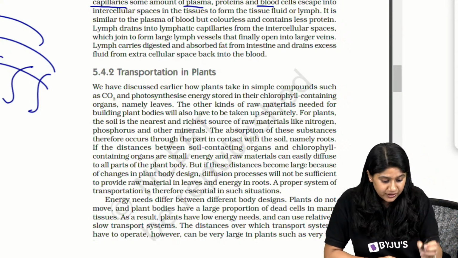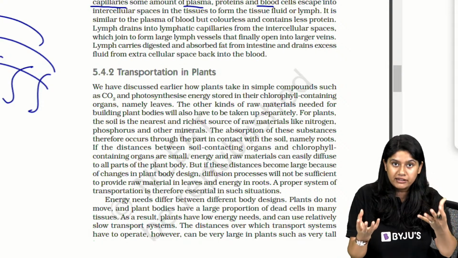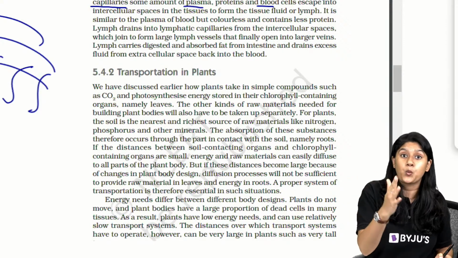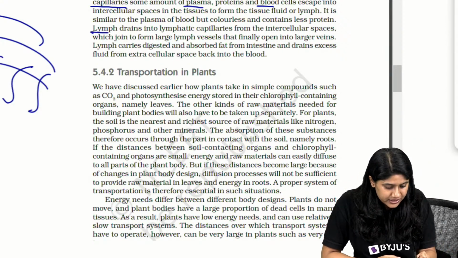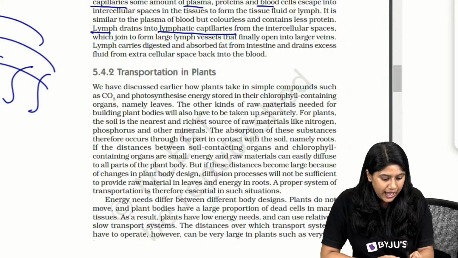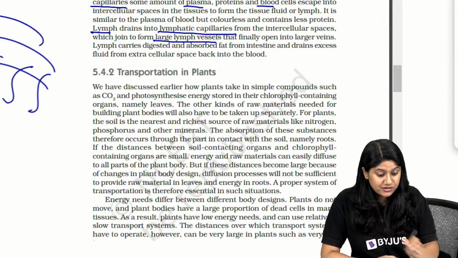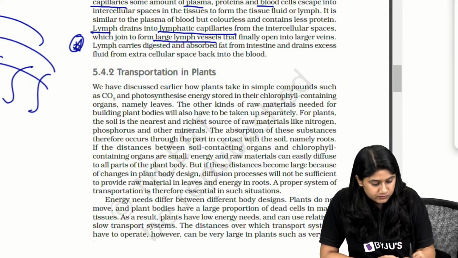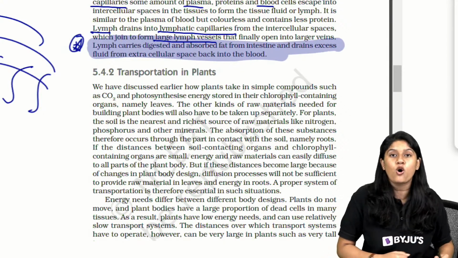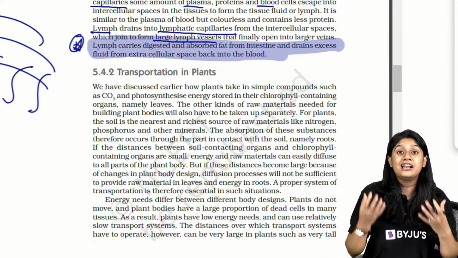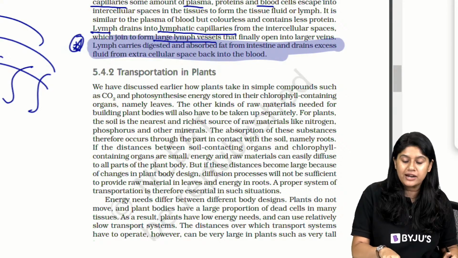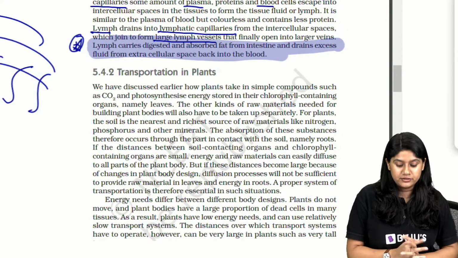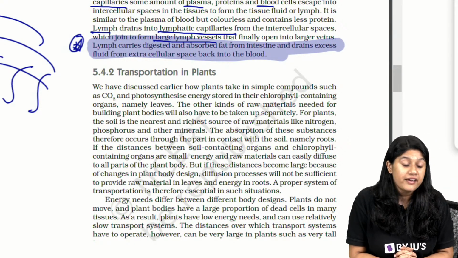Clear? Then you can mention that this lymph, the tissue fluid, forms the lymphatic system, flows in the lymphatic vessels, and it drains into the lymphatic capillaries and joins the large vessels. What is the function, everyone? Super important function. See this part, the last two lines of the paragraph. Lymph helps in carrying the digested and absorbed fat from the small intestine. It drains excess fluid back into the blood. Clear? Yes. Everyone, are we clear?